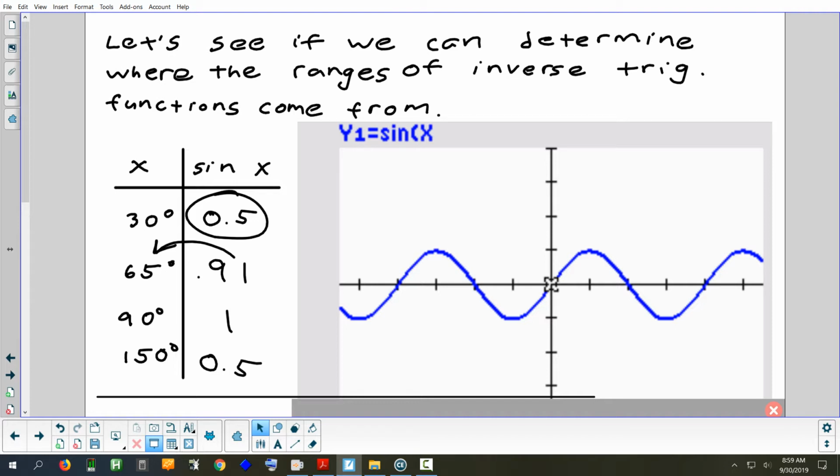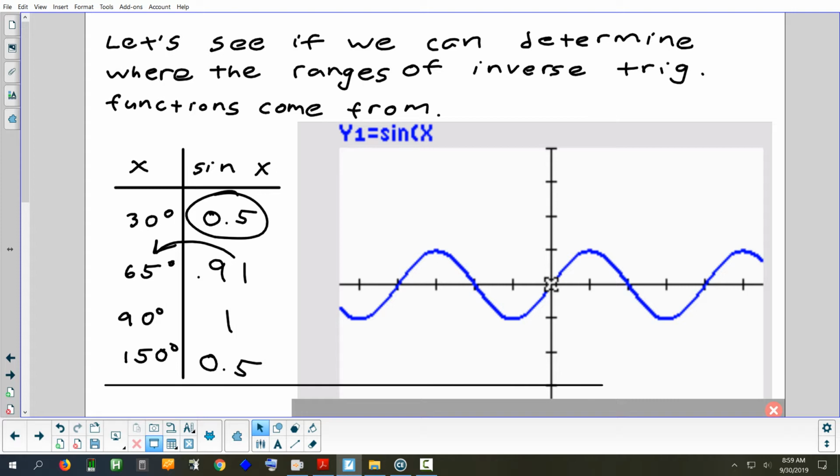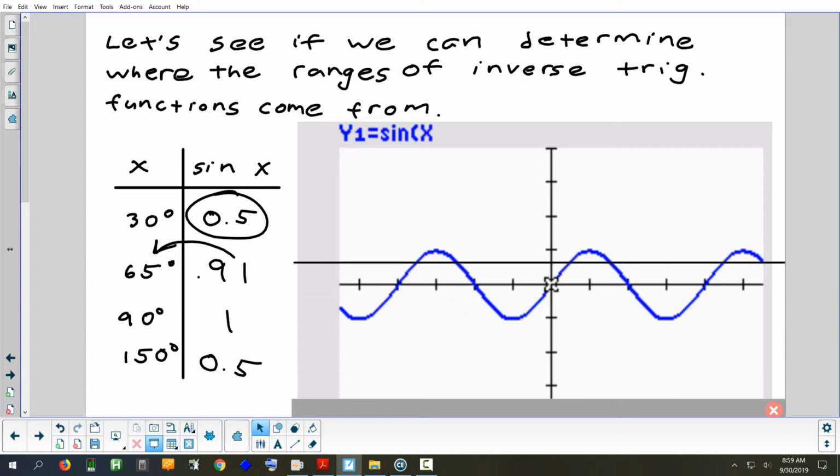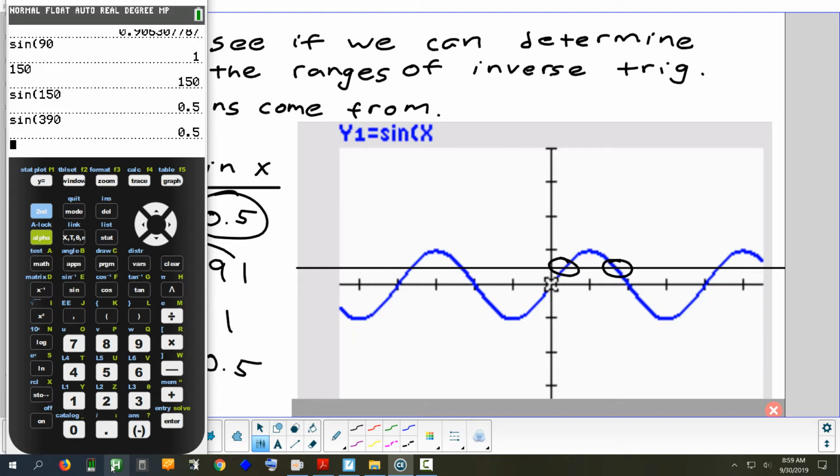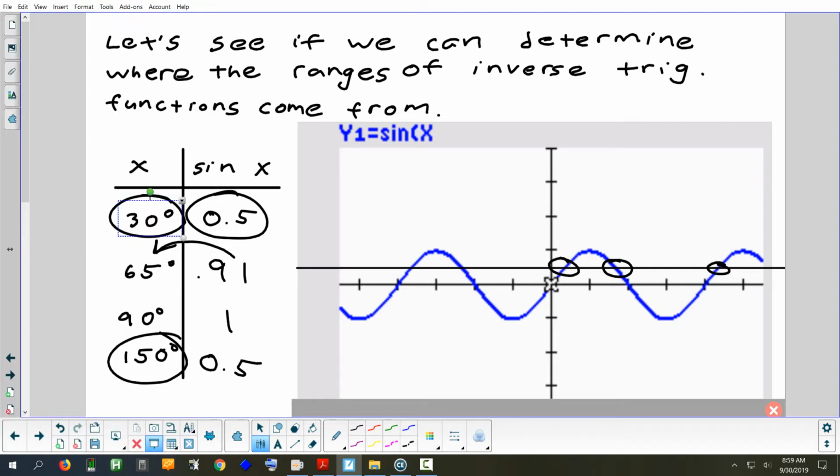So what I'm going to do is put a horizontal line at 0.5. Okay, that's 0, that's 1, that's 0.5. Everywhere that you see it cross is one of these numbers. Like this one right here, that's 30. This one right here, that's 150. What else did I do? Did I do 3? Yeah, I did 390. That one's right there.